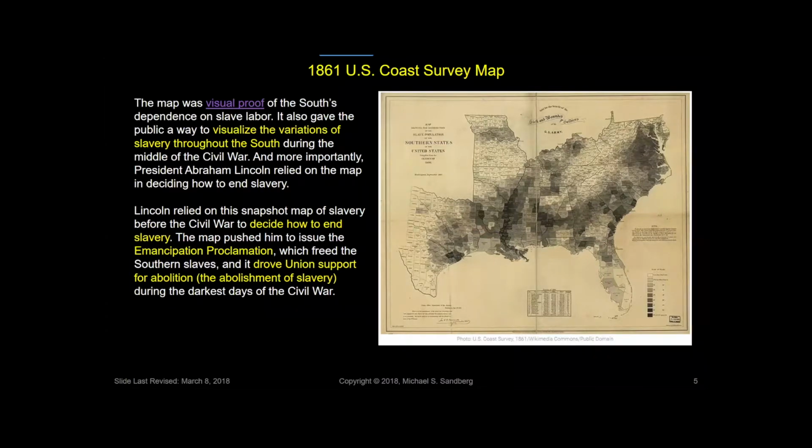So the map was visual proof that the South was heavily dependent on slave labor. It also gave the public a way to visualize the variation of slavery through the South. And this would be important as the Civil War erupted. More and more during the war, President Lincoln referred to this map and went back and reviewed it to help him make decisions that would help him end slavery.